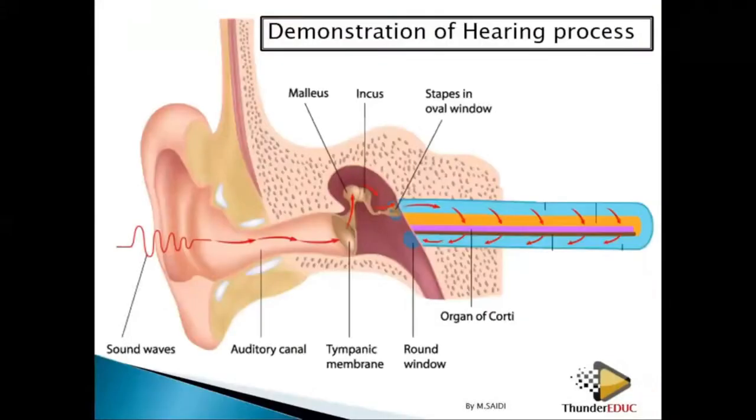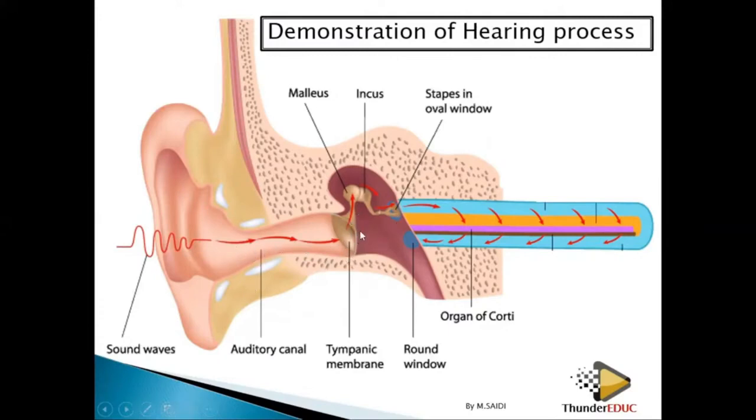Let's look at the hearing process. Before you talk about the hearing process, you need to look at how the ear receives and takes the information to the brain. So this is what you're going to describe during the hearing process. Sound waves are received by the pinna. Then the pinna sends the information to the tympanic membrane via the auditory canal.